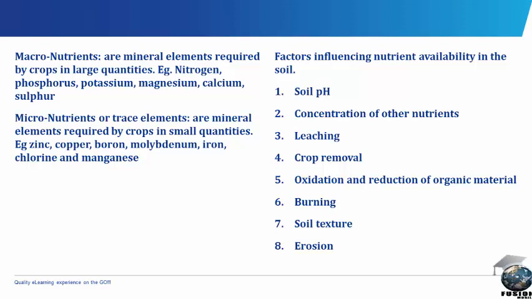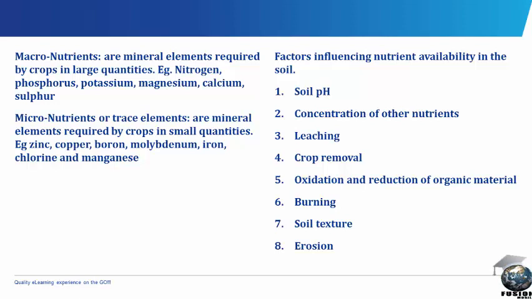Macronutrients are mineral elements required by crops in large quantities. For example, nitrogen, phosphorus, potassium, magnesium, calcium, sulfur, etc. While the micronutrients or trace elements are mineral elements required by crops in small quantities. We have zinc, copper, boron, molybdenum, iron, chlorine, and manganese as examples.